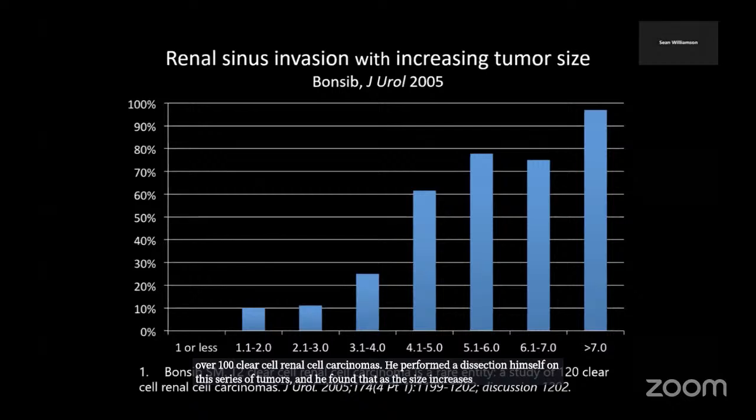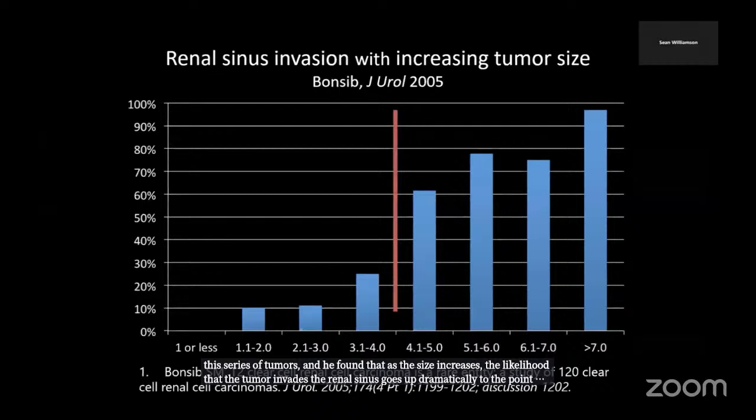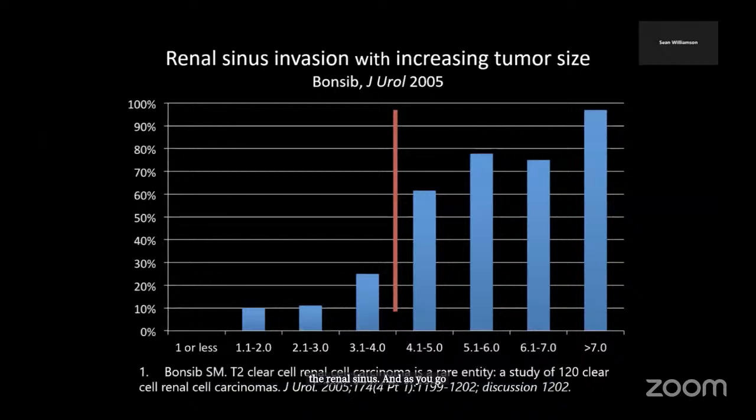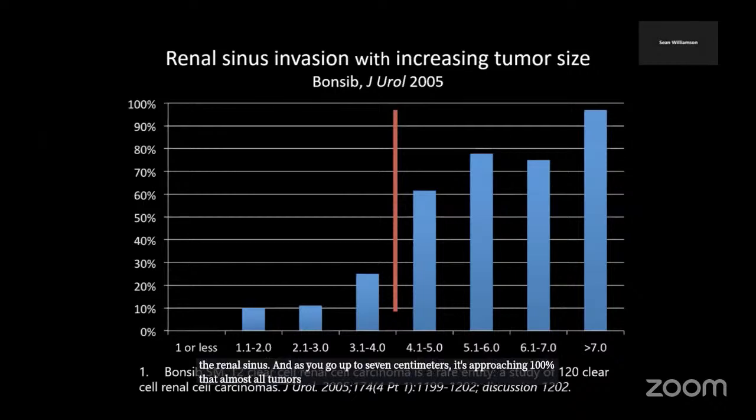that the tumor invades the renal sinus goes up dramatically, to the point where, if you see this red line here, as we go over 4 centimeters, it's more likely than not that the tumor invades the renal sinus. And as you go up to 7 centimeters, it's approaching 100%, that almost all tumors invade the renal sinus.